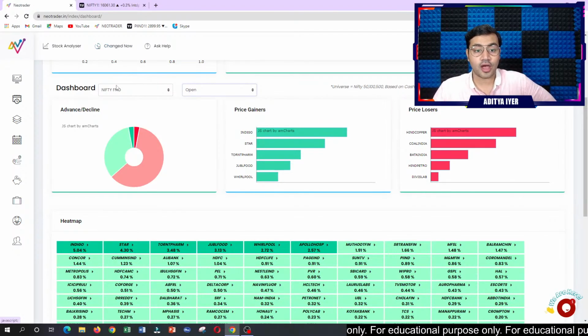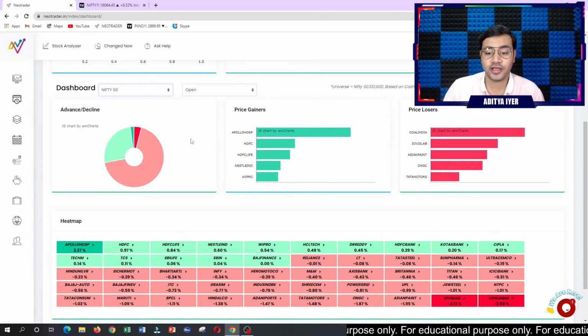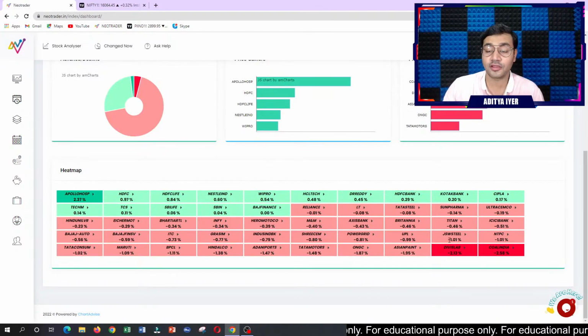All right, so I will go here. I will choose Nifty 50. And let me see what happens when I choose Nifty 50. Yes, I see something limited. Oh my God, Divi's Lab is continuing its fall. Coal India also is negative. Only one stock, Apollo Hospital, is in positive. And two stocks in negative. Rest, everything else is flat.